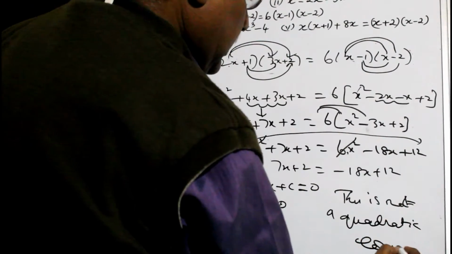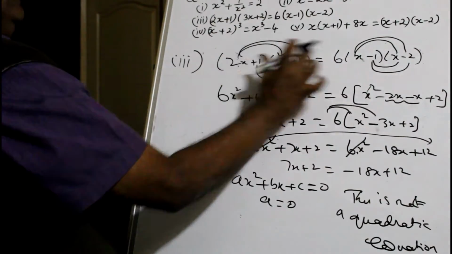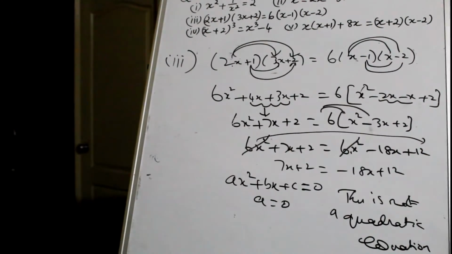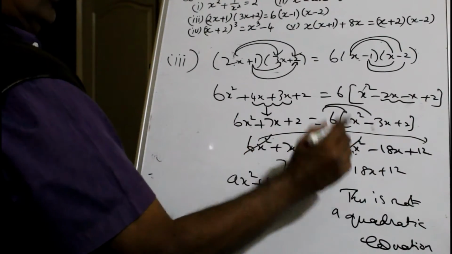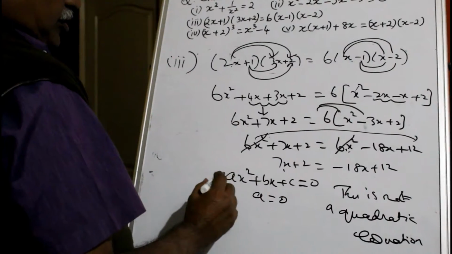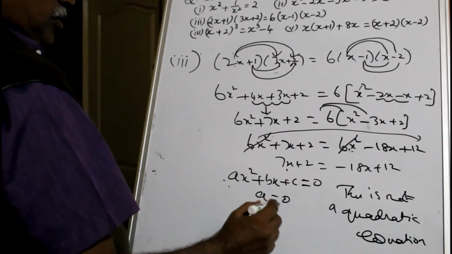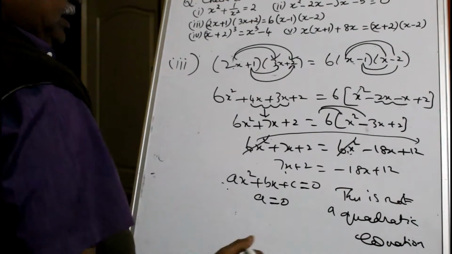Again I repeat. This sum is nothing but a given format of multiplication. We have to multiply patiently. When you multiply, what happens? The x square terms get cancelled, goes off, only the x term remains. So this is not of the form ax square plus c. Here a becomes 0. Therefore, this is not a quadratic equation.